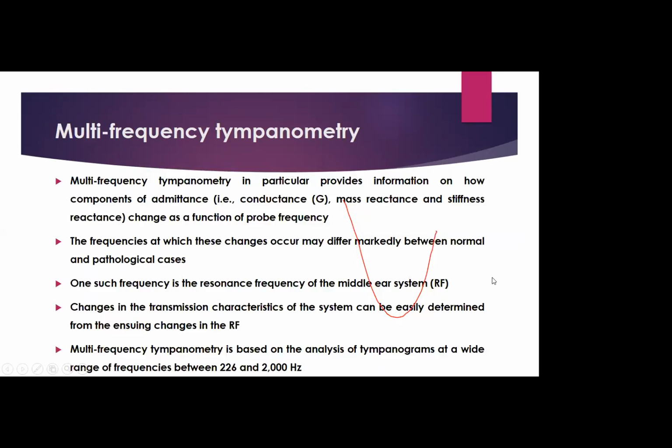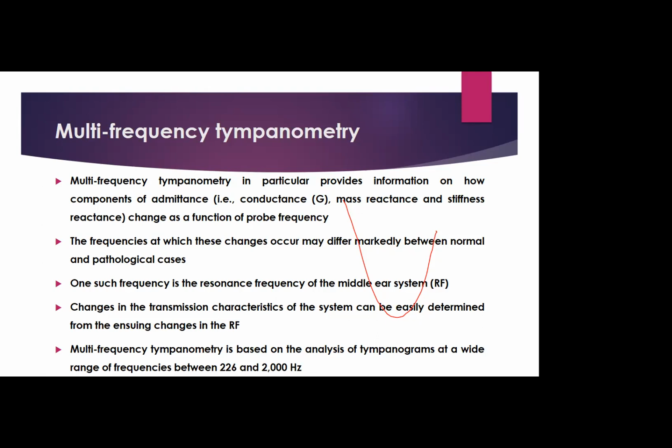This is just an indicative video. Then, going further into another advancement of tympanometry, multi-frequency tympanometry is used, where the various components of admittance are used to see the change as a function of probe frequency. The probe tone frequency is changed from, for example, 226 hertz to 2000 hertz to obtain various different tympanograms, and the frequencies at which these changes occur are different for normal cases than pathological cases.